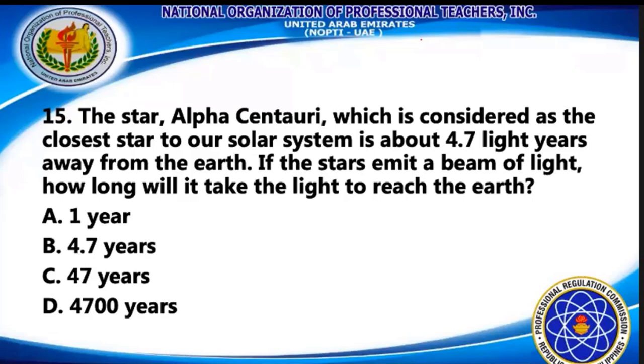Next, 15. The star Alpha Centauri, which is considered as the closest star to our solar system, aside from the Sun, of course, is about 4.7 light years away from the Earth. Yun yung layo niya. If the stars emit a beam of light, how long will it take the light to reach the Earth? Kasi pag pinag-uusapan na ay mga planets, mga heavenly bodies, hindi na kasya ang miles away, kilometers away, hindi na kasya yun. Kasi sobrang layo. So ang measurement is what you call as light years.